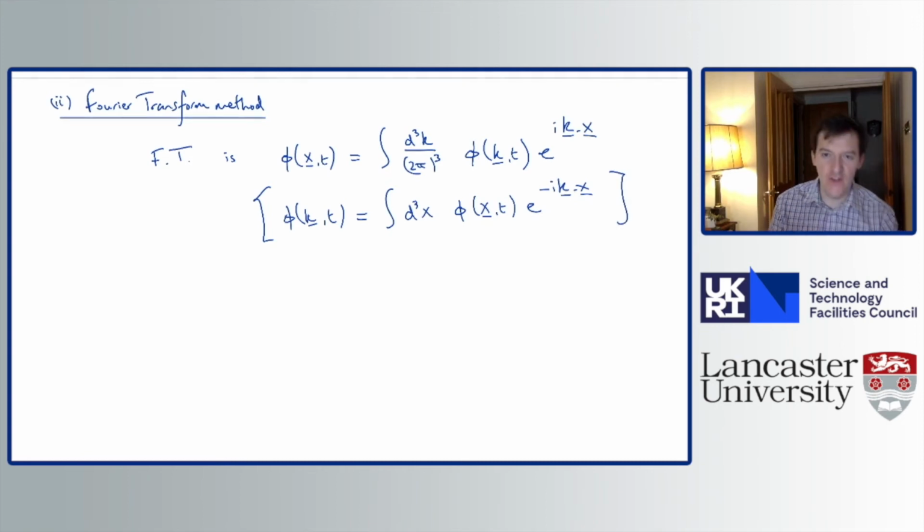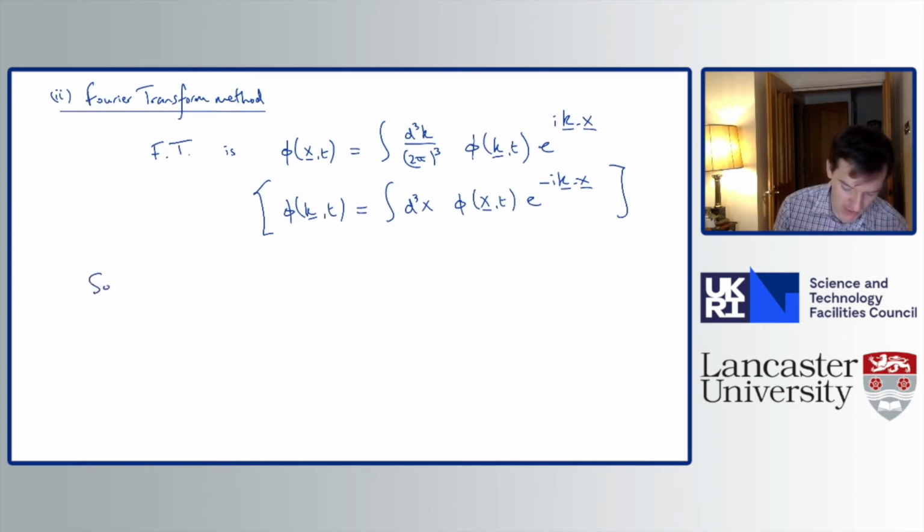Again, there are different conventions around. Some people will put a 2 pi to the 3 over 2, and then they would end up with a 2 pi to the 3 over 2 in this integral. I'm not doing that. All of my pi's go in this integral over k. So let's show how we can use this Fourier transform method to solve the Klein-Gordon equation, and let's see if we learn anything new by using this method.